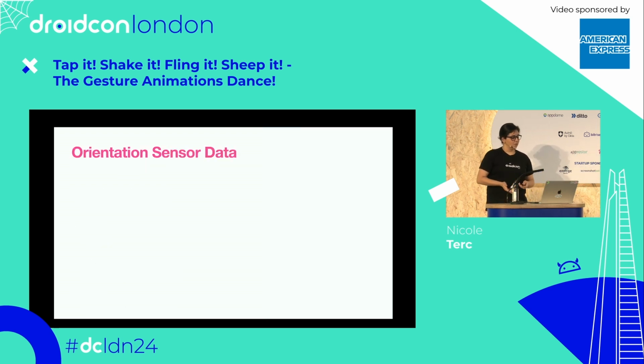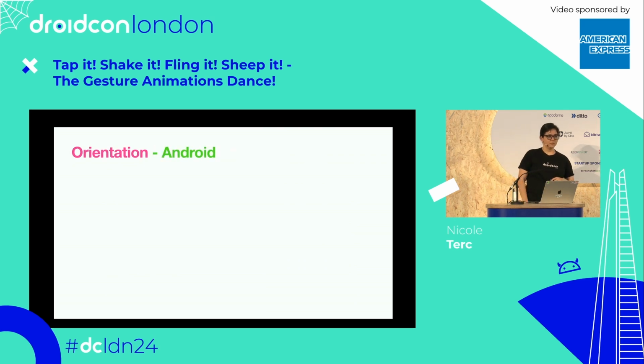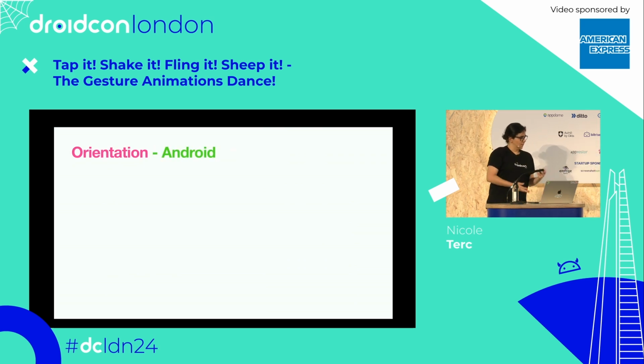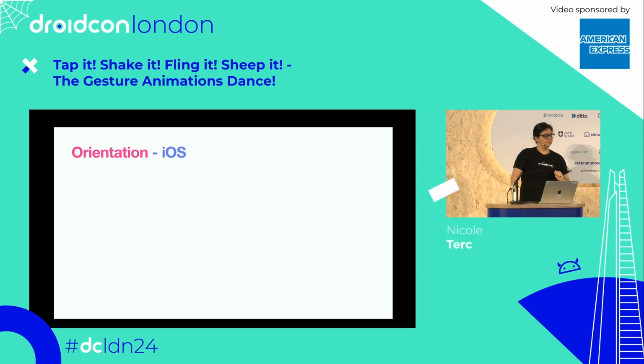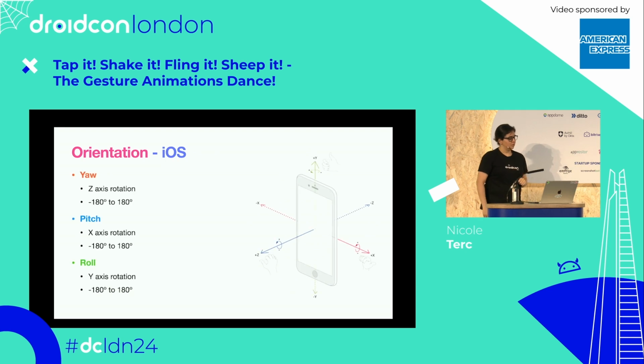In this case, as I mentioned, we want our orientation sensor data. So let's jump into Android. In this case, if you jump into the documentation, you're going to find that you're going to receive 3 values. Azimuth, which is the z-axis rotation. You're going to get pitch, which is the x-axis rotation. And you're going to get roll, which is the y-axis rotation. Cool. Now let's jump into iOS. If you get into documentation, you're going to find that you're also going to get 3 values, which are going to be yaw, again, z-axis rotation, pitch, x-axis rotation, and roll, y-axis rotation.